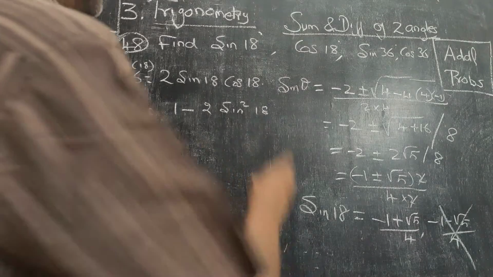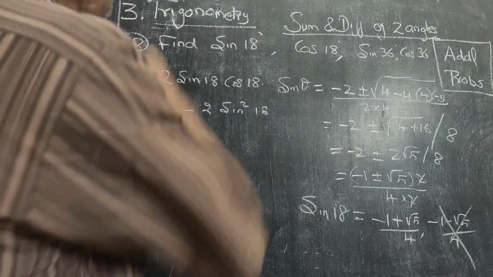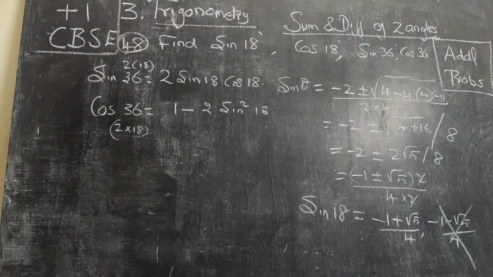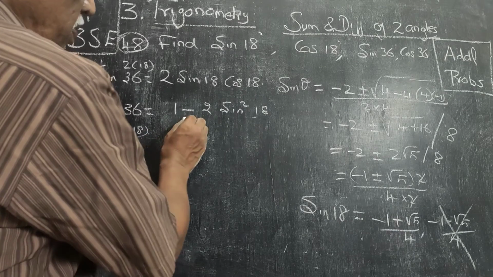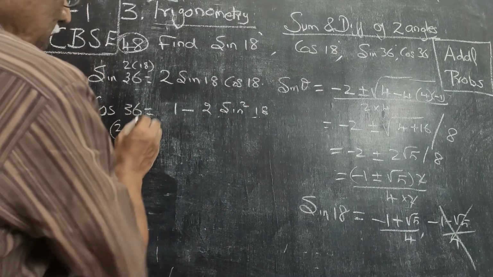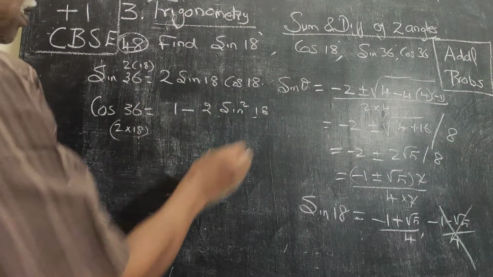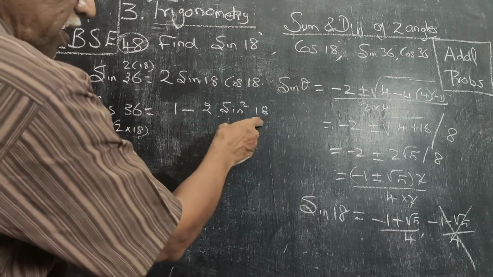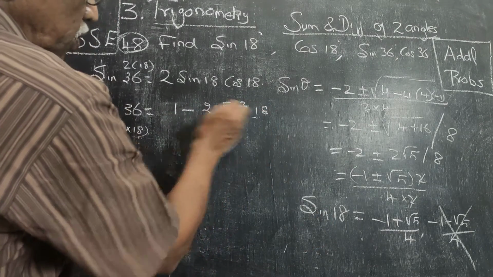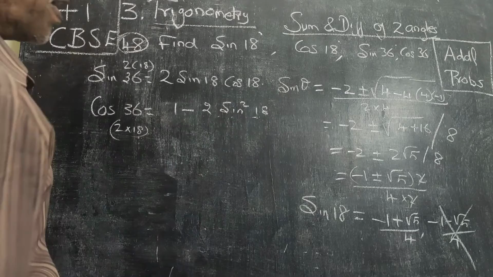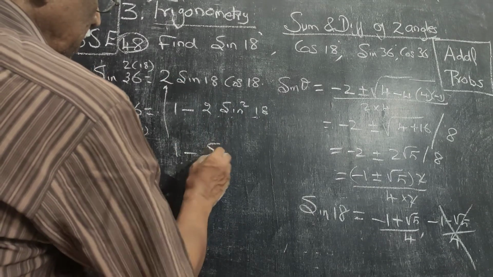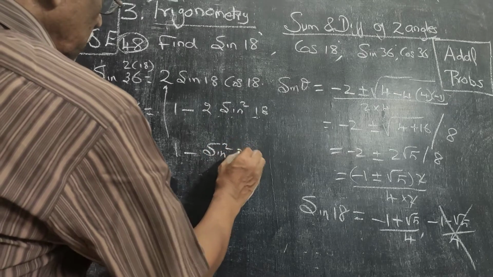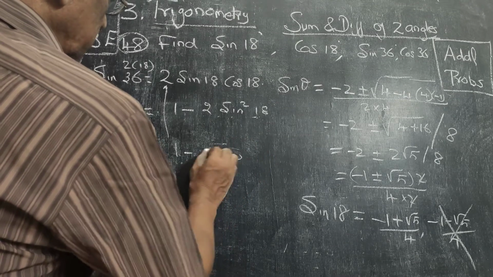After finding the values of sin 18 and cos 18, we can easily get the values of sin 36 and cos 36. Cos 2 theta equals 1 minus 2 sin square theta. Considering theta is 18, I get 1 minus 2 sin square 18. You know the value of sin 18, substitute and then simplify. Cos 36 you will be getting.